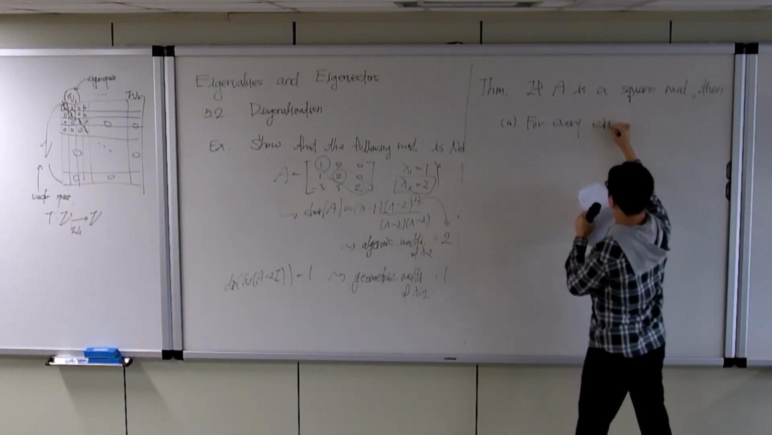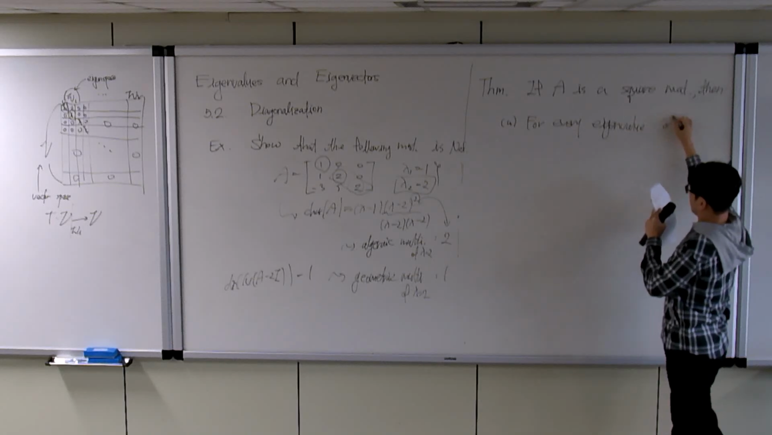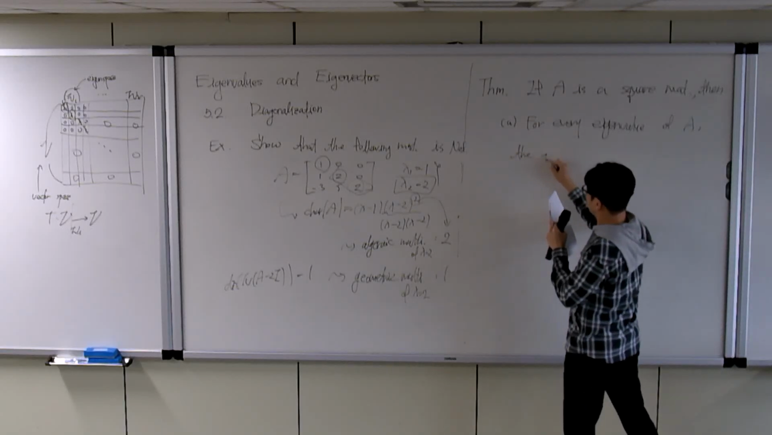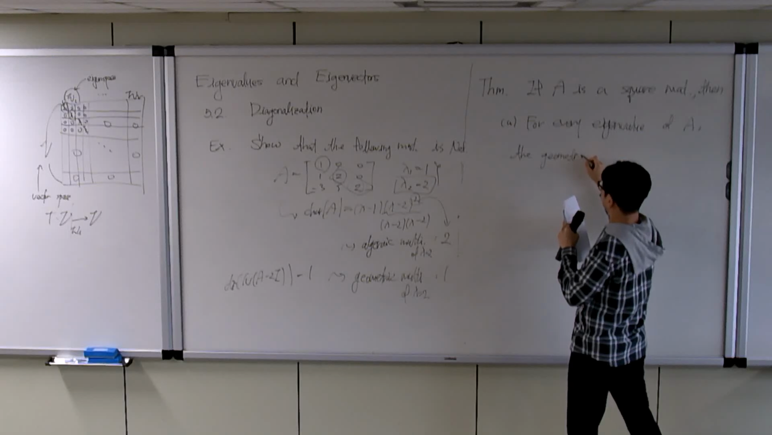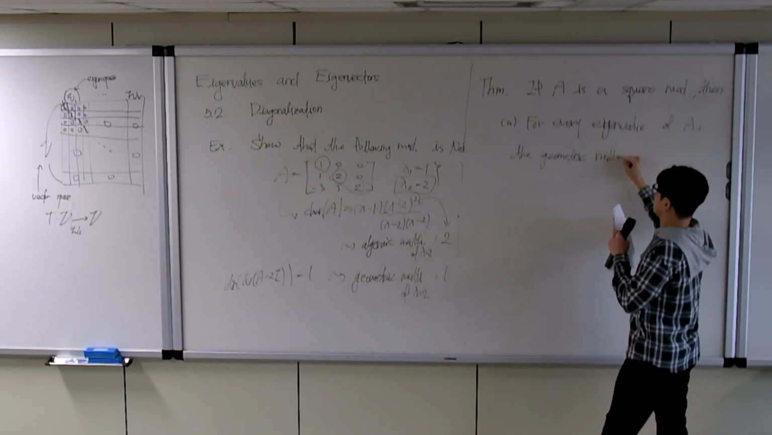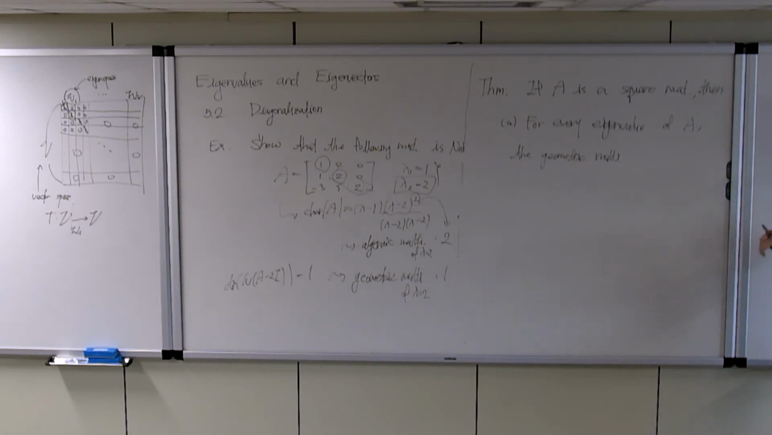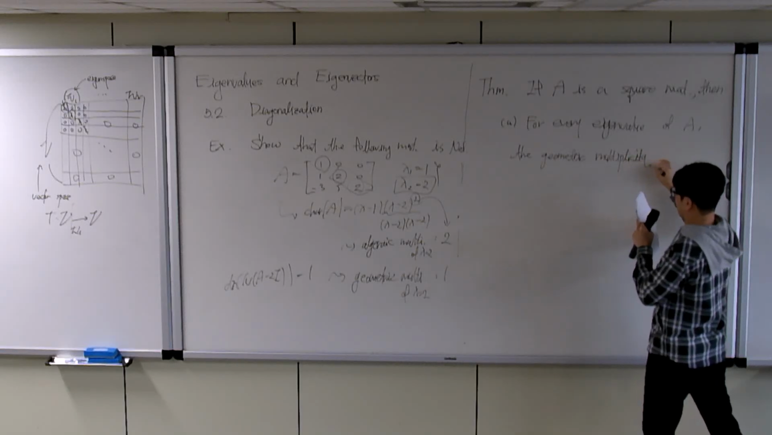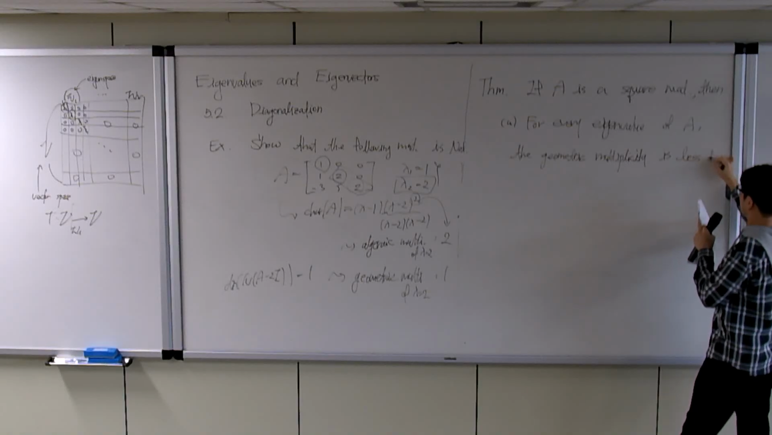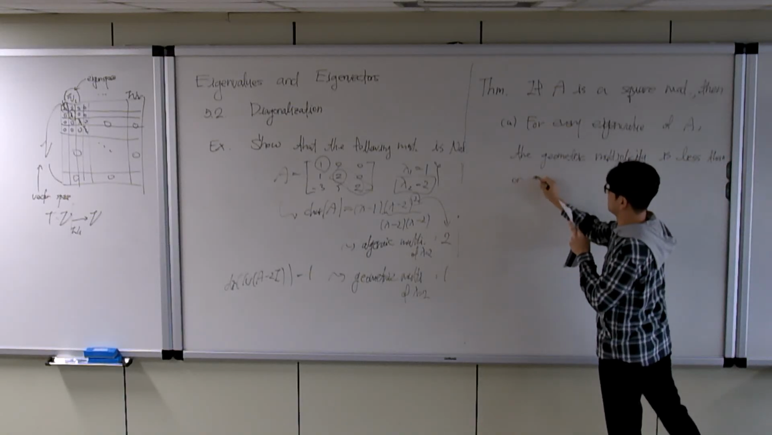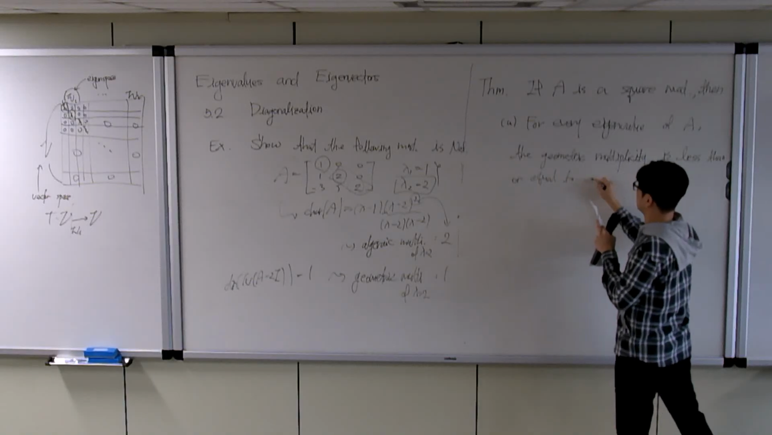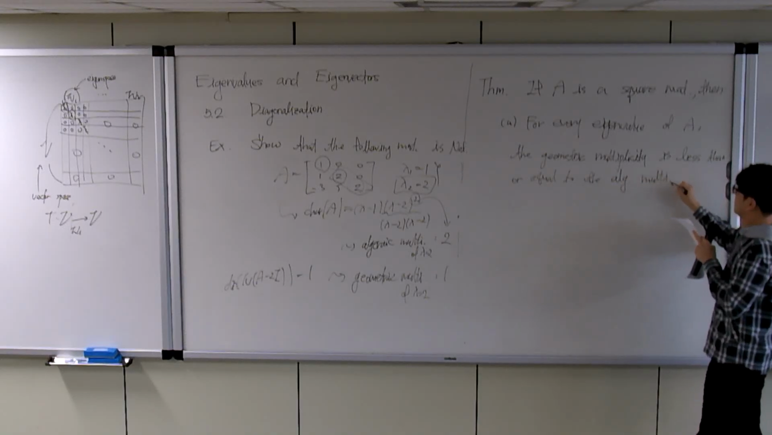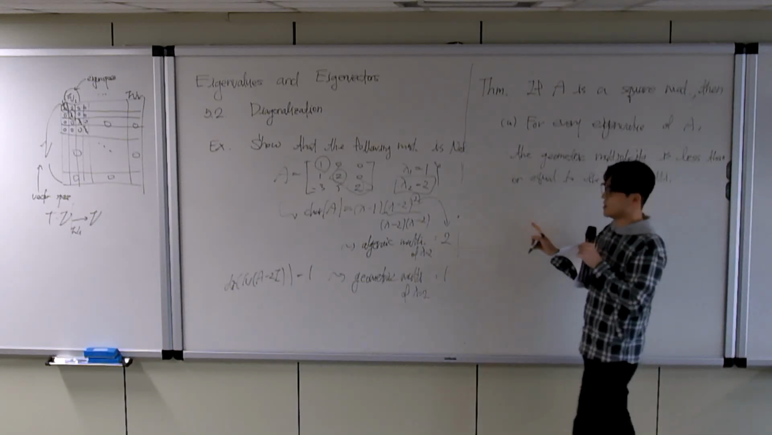And A is diagonalizable if and only if its characteristic polynomial can be expressed as a product of linear factors.